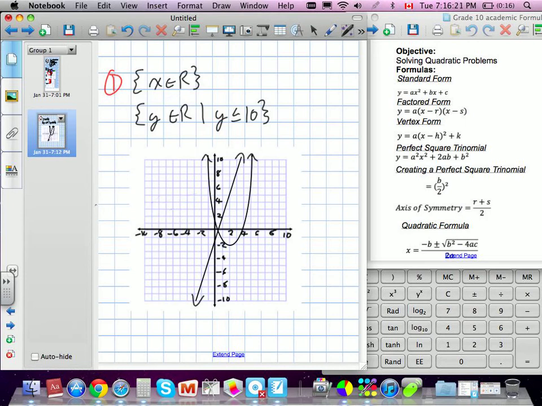What about y being the element of all real numbers? It's definitely continuous, so it means there's a line connecting it. But it also says that y is less than or equal to 10. Do these values only exist below 10, or will they go past 10? They'll go past the number 10. So this one does not work either.